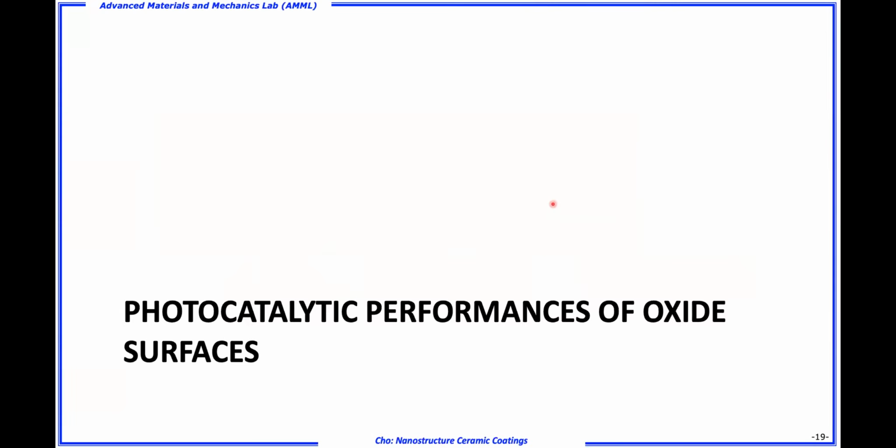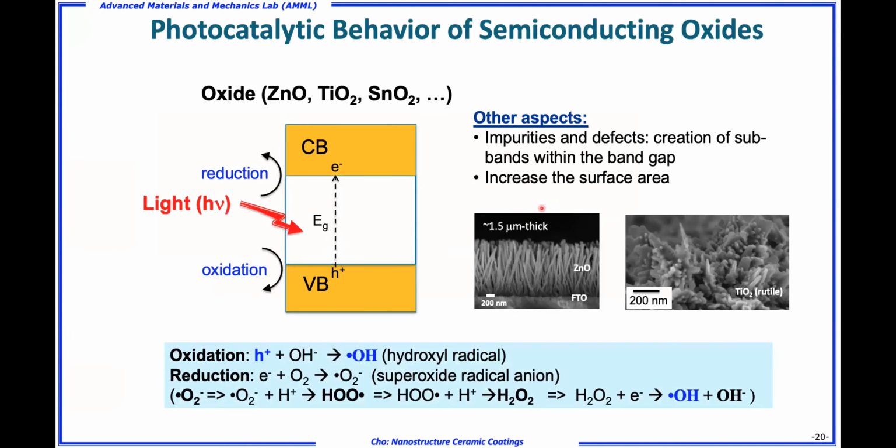Then I'm going to talk about the photocatalytic performance of oxide surfaces. Zinc oxide and titanium oxide are wide band gap semiconductors. They have a band gap energy of more than 3 electron volts, so usually it requires UV light to excite electron and hole pairs to the conduction band and the valence band. Once the hole is created in the valence band, it can react with OH minus, which can come from water or moisture in the outside environment.